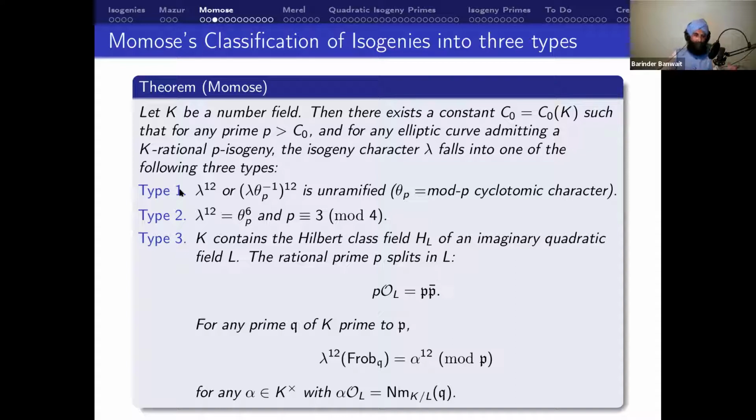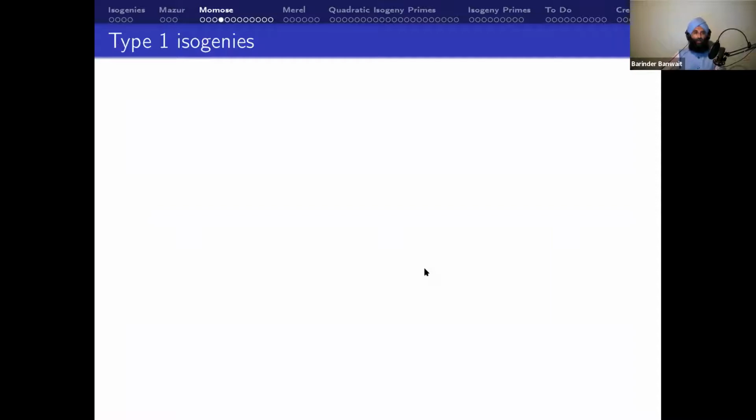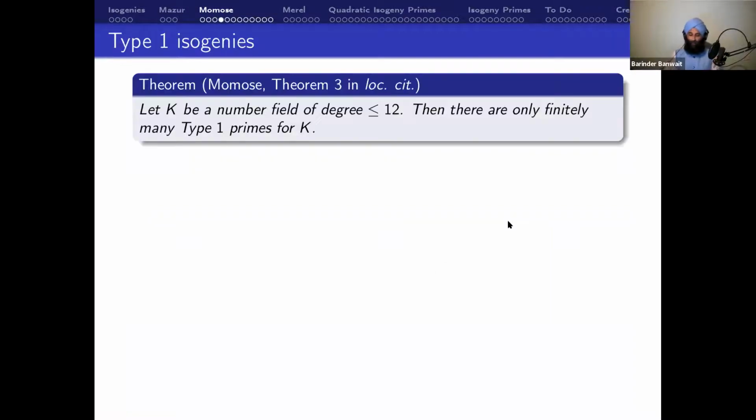And Momose goes on to say a few things in each of these three cases. So what does he say about type 1 isogenies? He proves that if you have a number field of degree at most 12, then there are only finitely many type 1 primes for K, a type 1 prime being a prime for which there is an elliptic curve with a K-rational p-isogeny of type 1. And I want to say something about where this degree at most 12 restriction comes in.